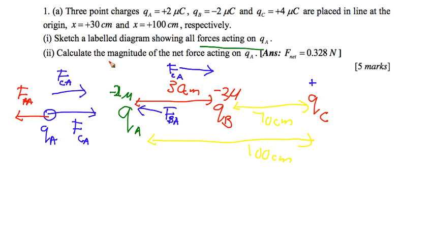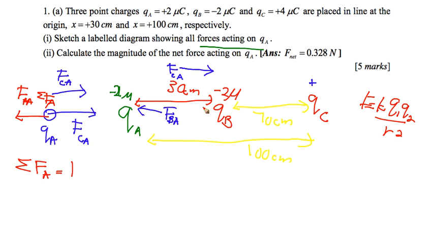Okay, number 2 is calculate the magnitude of the net force on the QA. So meaning that you have the two forces, so what is the net force on the charge A? The net force on the charge A, the first comes from FCA, direction to the left. As you know, the electrostatic force is the equation K Q1 Q2 over R squared. So now the force here between QC and QA, right?